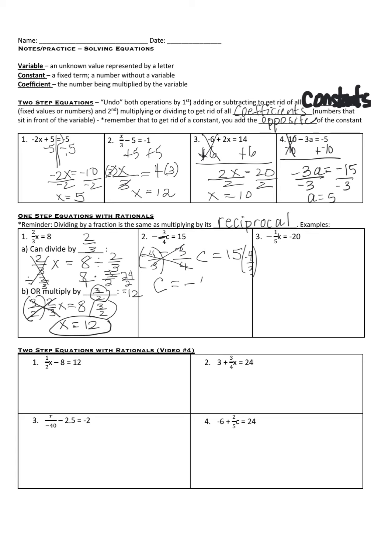15 times negative 4 would be negative 60. This would be 3 on the bottom, 1 times 3. And our answer for C would be negative 20. Okay, now you go ahead and try the third one.